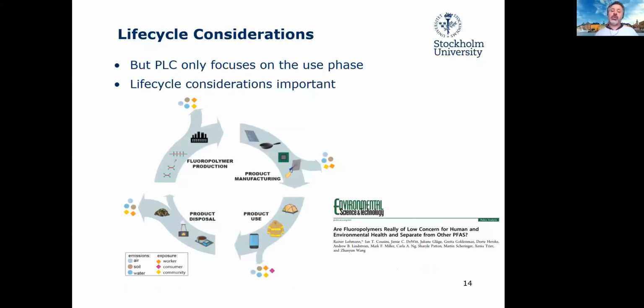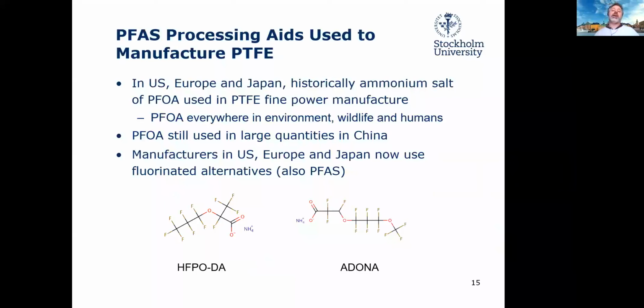So we published a paper where we wanted to consider the whole life cycle of PFAS and consider the emissions during the whole life cycle. And one of the big problems with manufacturing fluoropolymers is that historically, the ammonium salt of PFOA was used in the manufacture, at least of the fine powder PTFE. As a result of that, we have PFOA everywhere in the environment, wildlife and humans as a result of this historical manufacturing of fluoropolymers. And it's still, to this day, used as the processing aid by many companies in China.